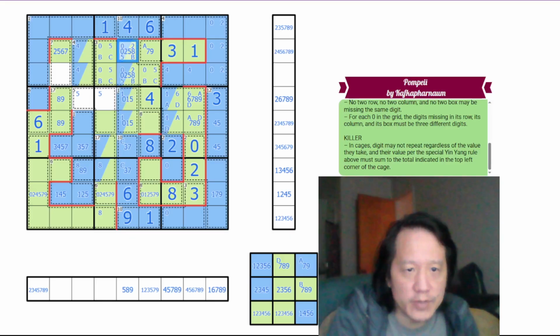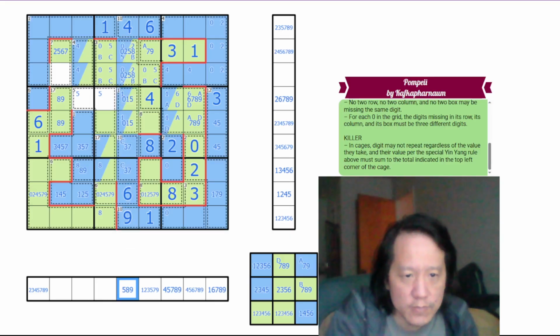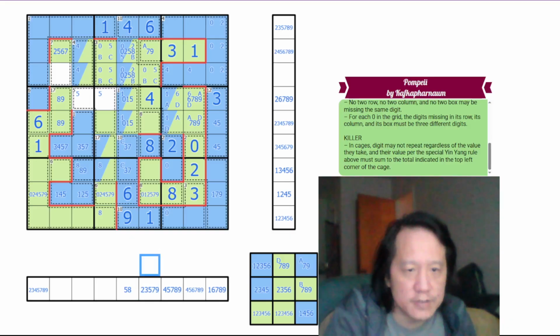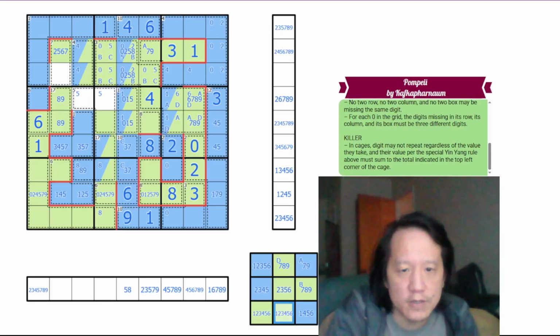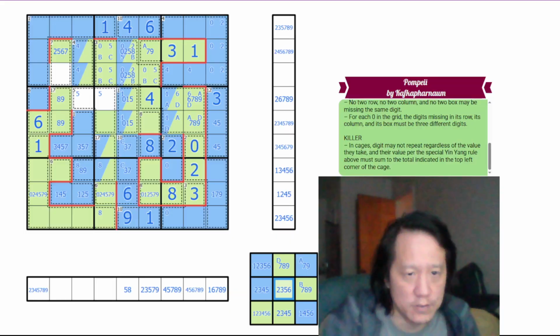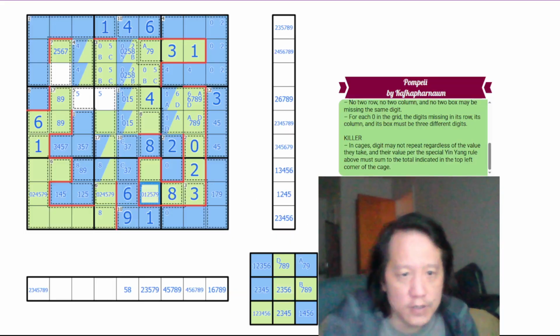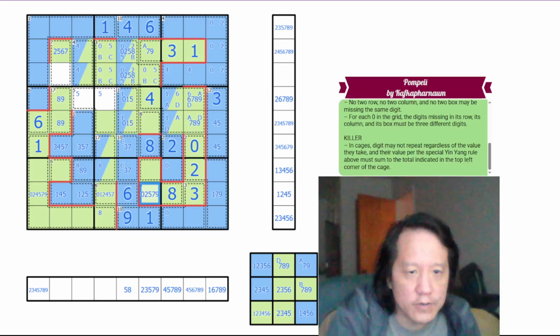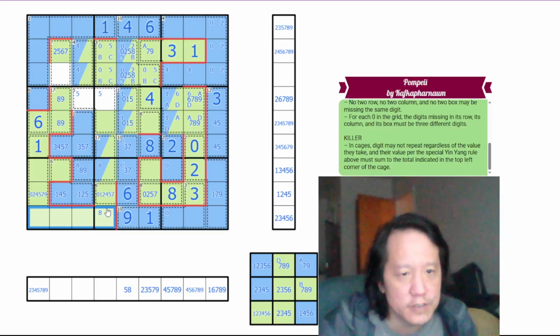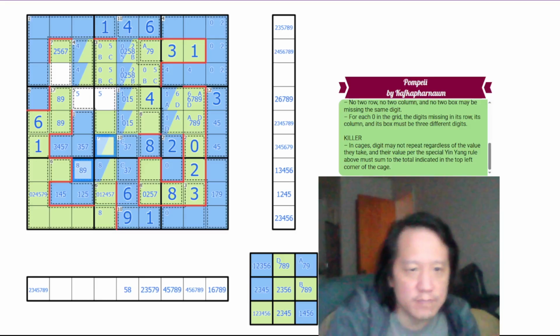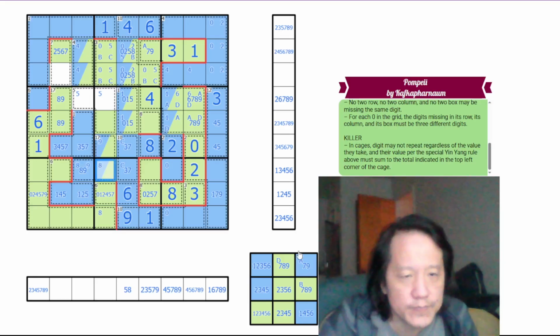So this cannot be 9. This can't be missing 9. This can't be missing 1. No 1 here, obviously, and no 1 or 6 here. This can't be 1 here. No 1 or 9 here. No 9 here. So we have an 8 here guaranteed. 9 cannot be here, so 9 is one of these two, but that doesn't really tell us very much.